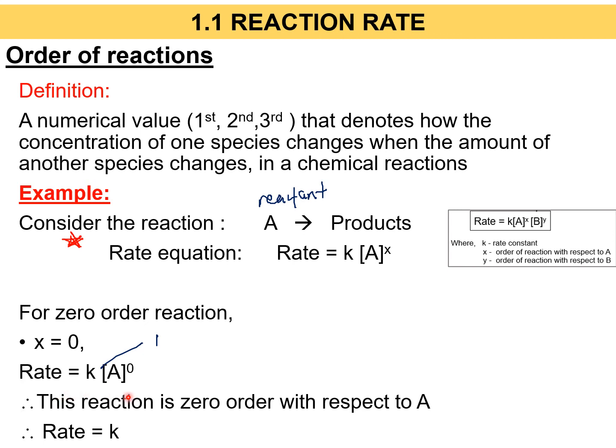But you know that this reaction is actually zero order with respect to A. Therefore, for a zero order reaction, okay, for zero order reaction, rate will be equal to K only. Okay, the rate will not depend on the concentration of reactant at all.